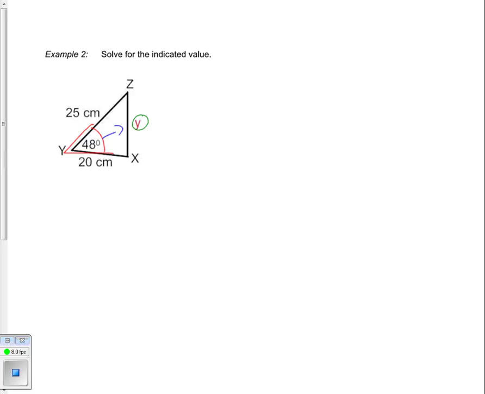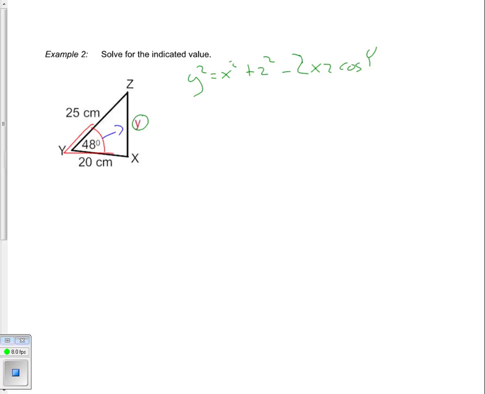What we can do is substitute in the formula, which would be y squared is equal to x squared plus z squared minus 2xz cos y. We can just simply substitute from the triangle as it's given to us.